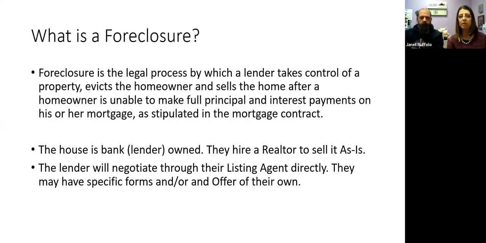The house is bank or lender owned, and they hire a realtor usually to sell it as is. So when you're on the MLS and you see REO, foreclosure, that lender has hired a realtor to sell that home. The lender will negotiate through that listing agent directly, and that lender may have specific forms that you'll find on the MLS and documents, and or their own offer many times that you need to write on.